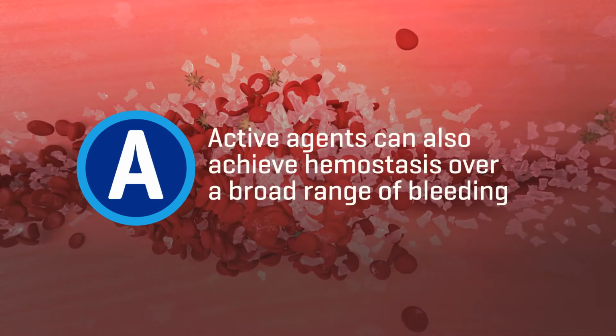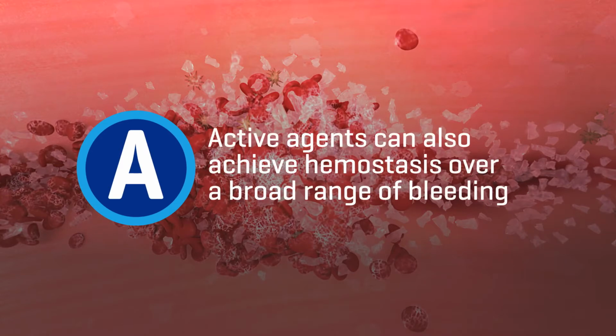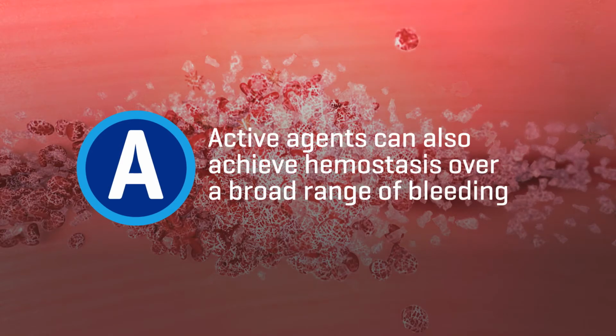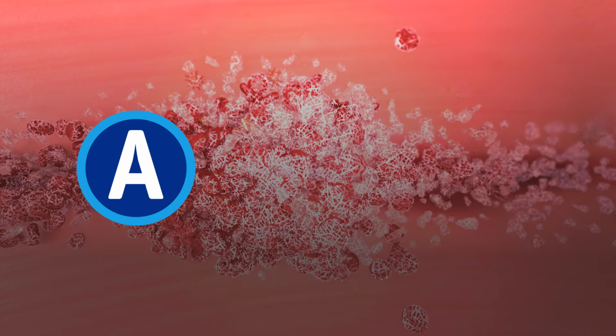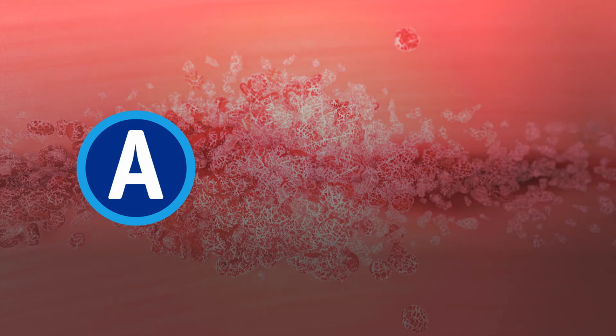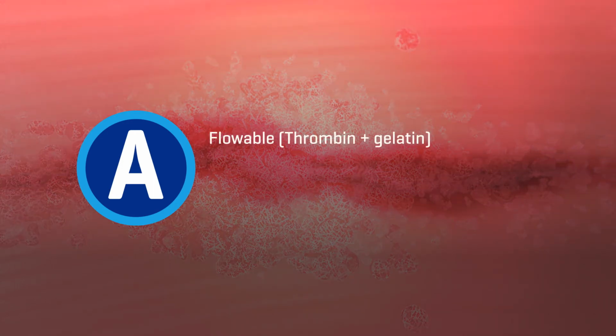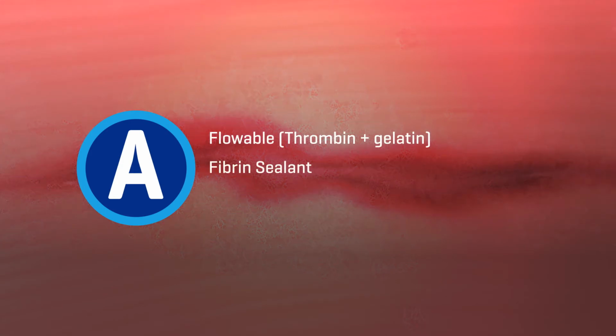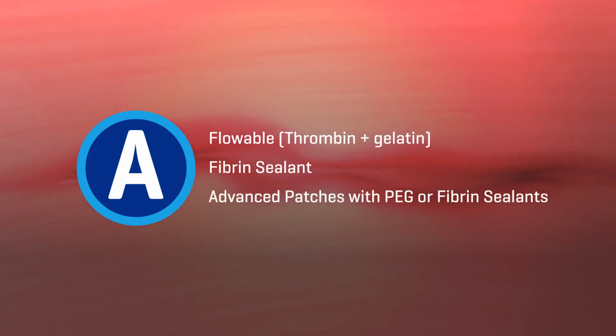Active hemostats are effective in patients with both intact or compromised coagulation. They can also achieve hemostasis over a broader range of bleeding. Unlike passive agents, active agents activate thrombin to promote clot formation by using the patient's fibrinogen to achieve hemostasis and facilitate tissue healing. Active hemostats include products in the following categories: flowables which contain thrombin and gelatin, fibrin sealants, advanced patches with PEG or fibrin sealants.